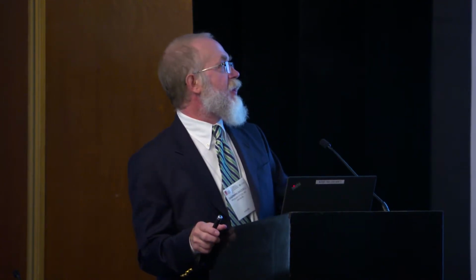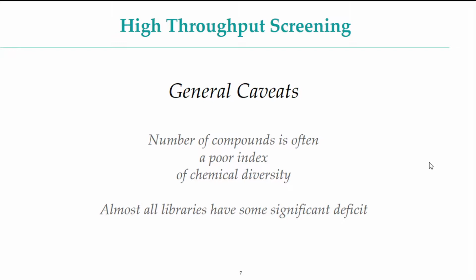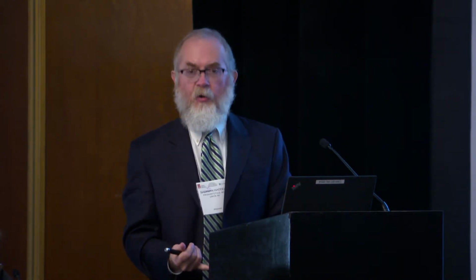All right. There are some general caveats for screening, some things that you always have to worry about. The most important, I think, is to realize that the number of compounds is often a very poor index of chemical diversity, and this happened with combinatorial chemistry. You can make a 2 million member combinatorial library that really hits only the smallest speck of structure space. On the other hand, you can have a library of 100,000 compounds that is actually well spread out. Now, in general, a library with more compounds in it is going to be better, but this is not always true, and it's worth some consideration.